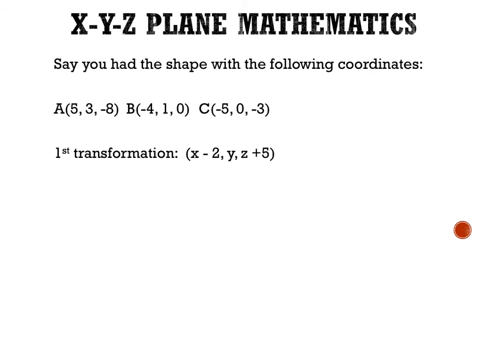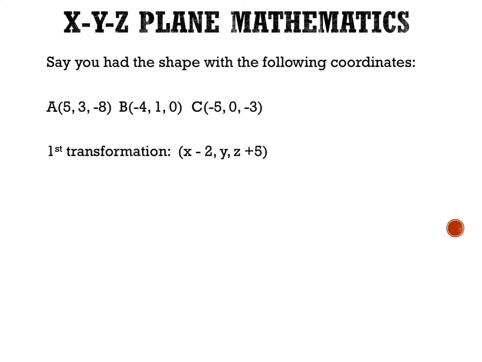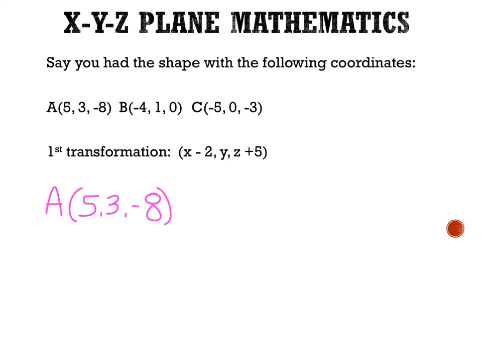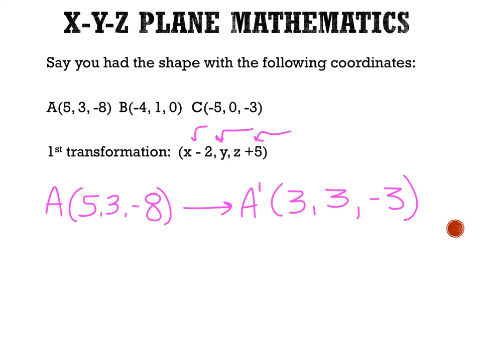So our first transformation is going to be a translation where the x-coordinate subtracts 2, the y-coordinate stays the same, and the z-coordinate adds 5. So I'm going to write down my A point here, A, 5, 3, negative 8. And I'm going to say, okay, A prime. This point is getting this translation here. So I can see the x is subtracting 2, 5 minus 2 is 3. The y value has no change, so it stays 3, and the z value adds 5, so negative 8 plus 5 is negative 3.